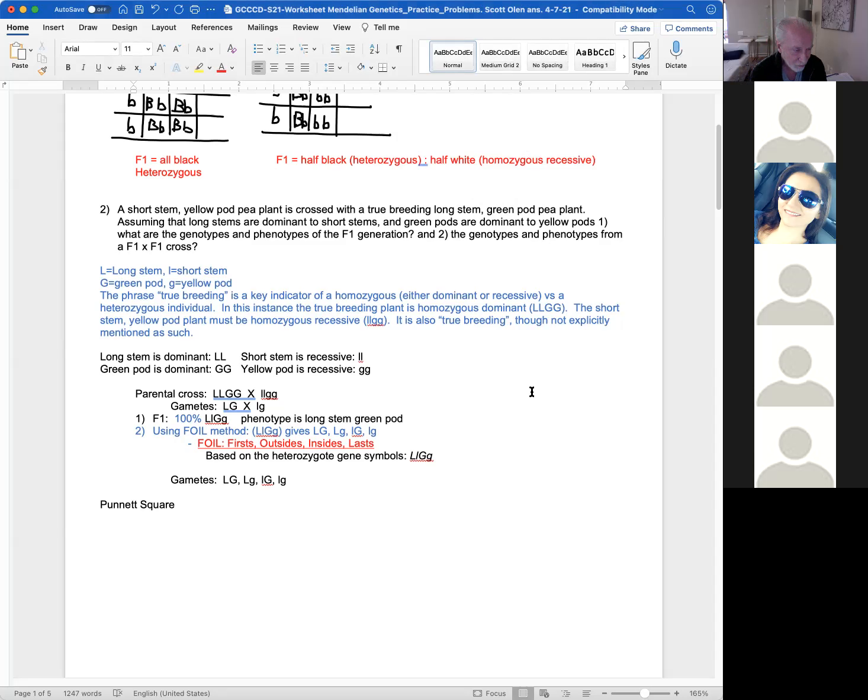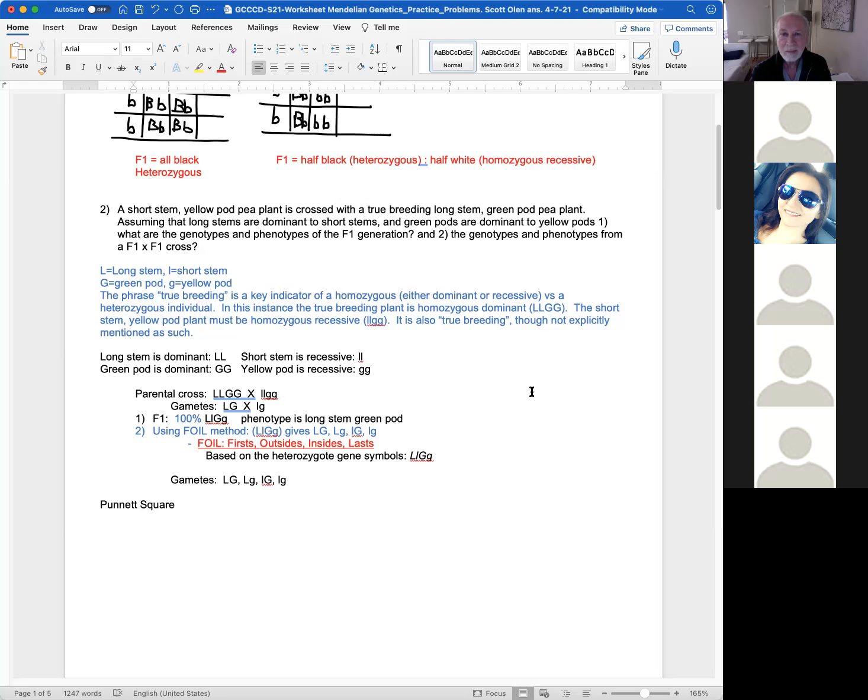So this is going to be a dihybrid cross, because the first question was a monohybrid because we're only looking at one trait. This is a dihybrid, which means we're looking at 2 different traits at the same time, which means we could end up having to do a 16 box Punnett square, but we'll see what happens.